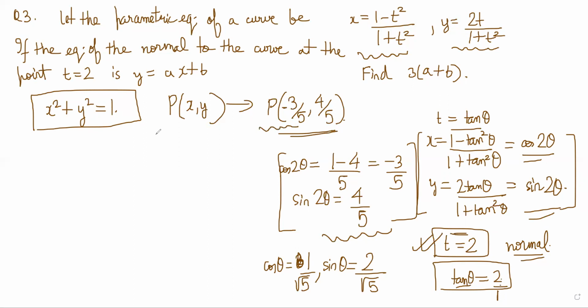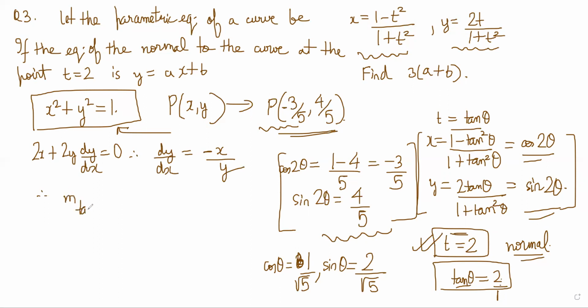At this point, we have to draw the normal to this curve. This is a circle, so we simply find the slope of the tangent at this point. So 2x plus 2y dy by dx is equal to 0. Therefore, dy by dx will be equal to minus x by y. And therefore, the slope of the tangent becomes minus of x, so it will become 3 by 4.